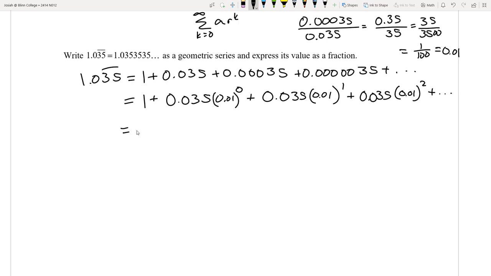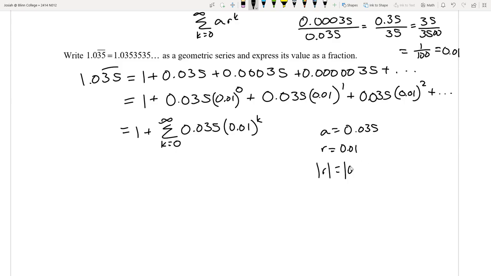And so we can rewrite this then as a series starting from k equals 0 going to infinity. We have 0.035 times 0.01 to the k. And so that gives us our a value, which is, we wanted to start at k equals 0 so that this guy could be a. And our r value is going to be 0.01. If we take a look at the absolute value, we do see that 0.01 is less than 1. This guy should converge. I mean, obviously, it's going to be equal to whatever this guy is.